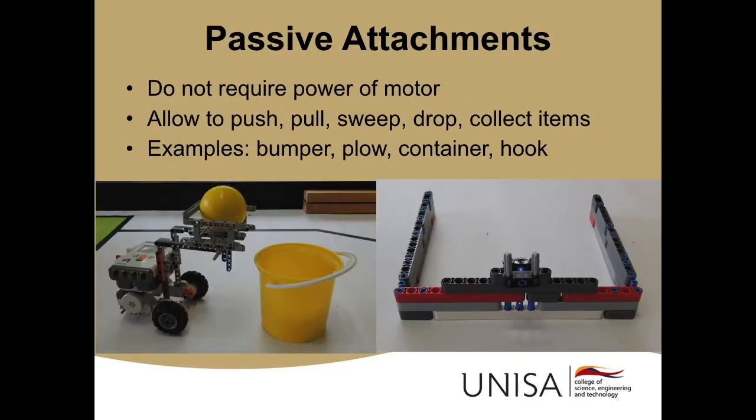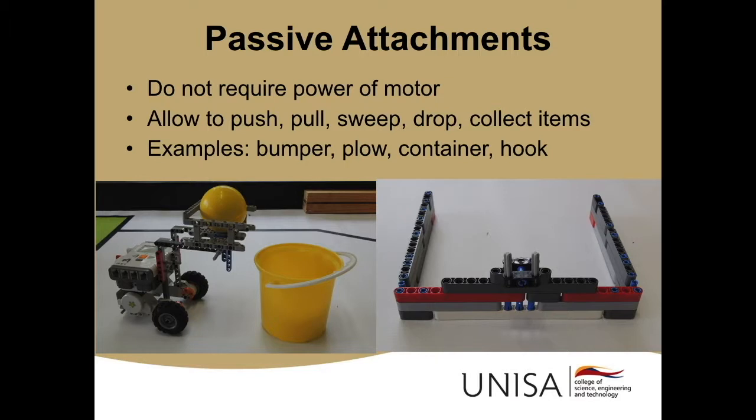So a passive attachment is a mechanical structure that is added to the robot that, in order to perform its task, doesn't require the power of a motor. So a passive attachment typically allows the robot to push, pull, sweep, drop, or collect items. And in terms of real-world applications and machines, you can think of a bumper or a plow, a container, or a hook. Being a passive attachment doesn't necessarily mean that the attachment cannot move. It's just that it isn't a motor that makes the attachment move.